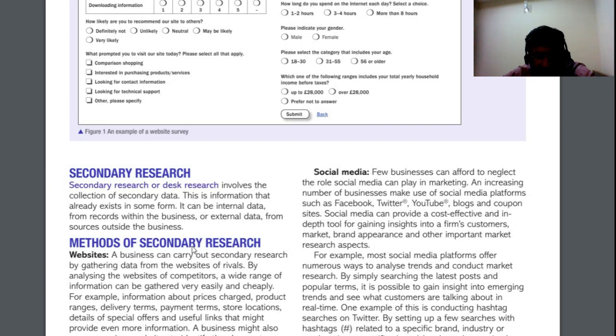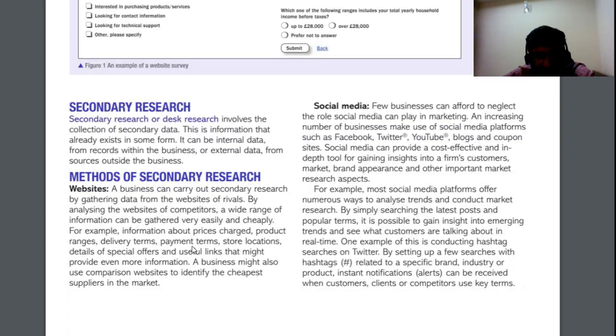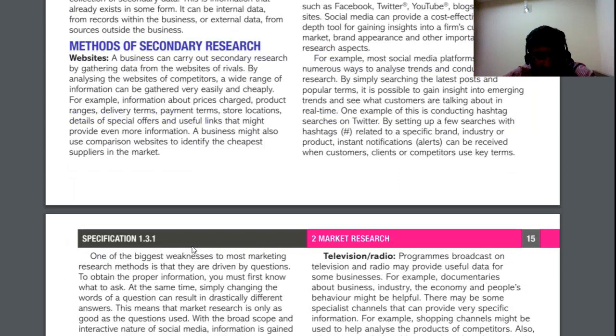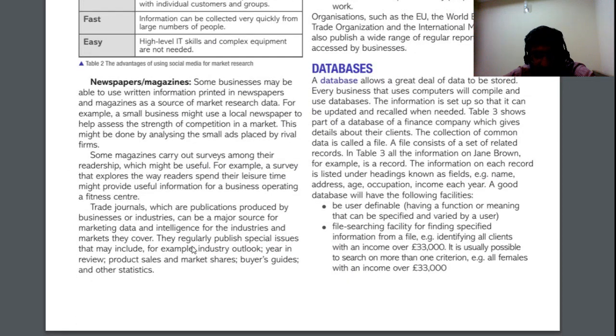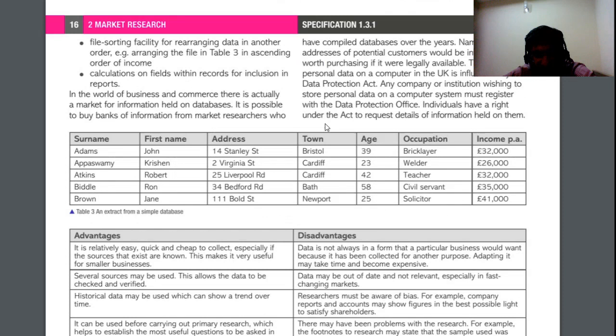Secondary research: website, social media, all covered in internet. Television, radio, reports, newspapers, magazines, databases. Databases is where you store your information. Once you gather this information from research, you have to store it somewhere. The databases, these cloud drives, allow you to store a large quantity of data. Qualitative and quantitative research we've discussed.